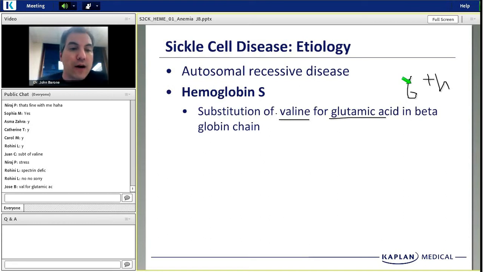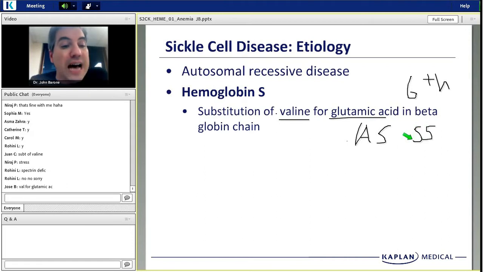Now, if only one of your genes is mutated, that means one gene is normal, you make hemoglobin A. The second gene is mutated, you'll make S. This is called heterozygous. This is called sickle cell trait. Now, if Lord Vader takes over the 6th position of both of your beta globin genes, then all you can make is hemoglobin S. That's called homozygous. That's called sickle cell disease. That's the patient that gets all the crises and terrible things we're going to talk about.